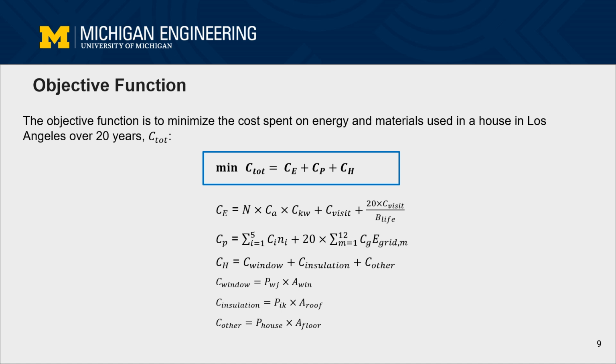The objective function of the whole system is to minimize the cost spent on energy and material used in a house in Los Angeles over 20 years, which consists of three parts: CE, the cost from energy storage; CP, the cost from solar panels; and CH, the cost from house design.